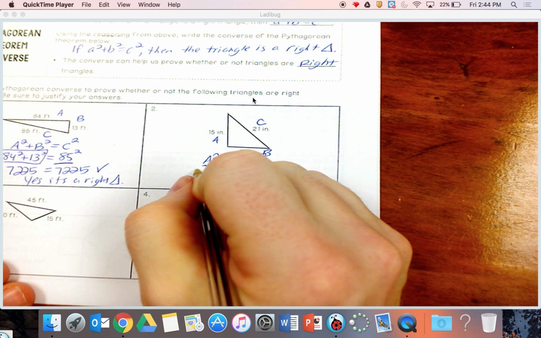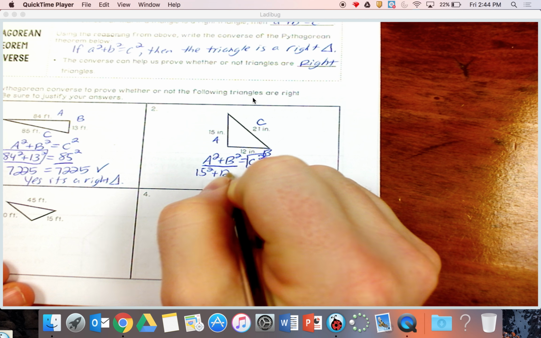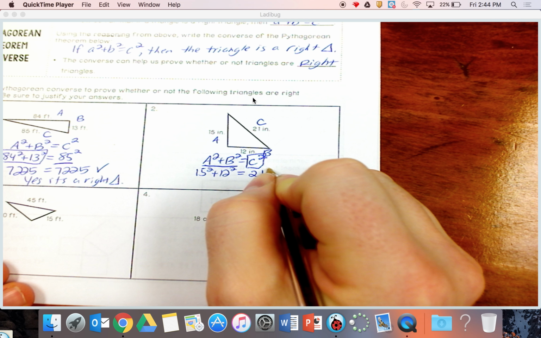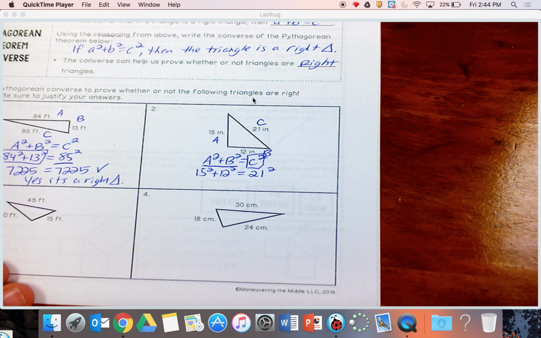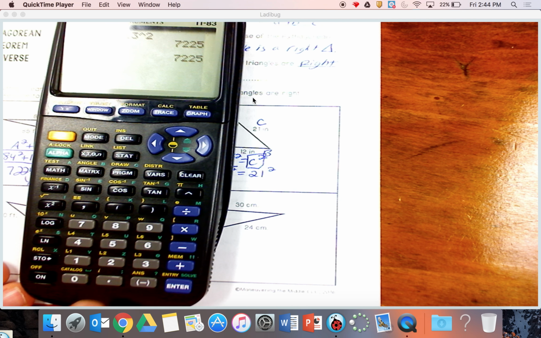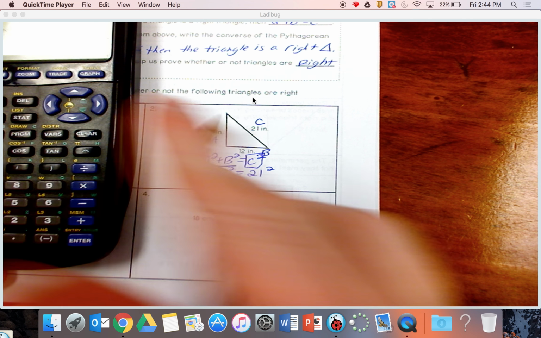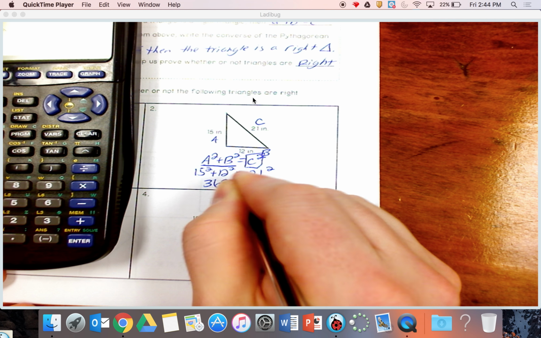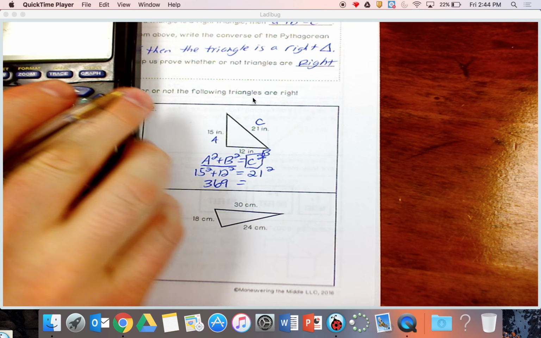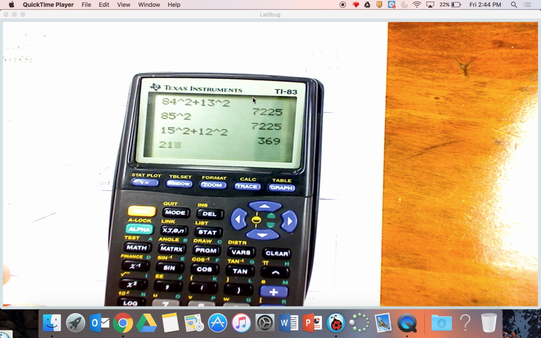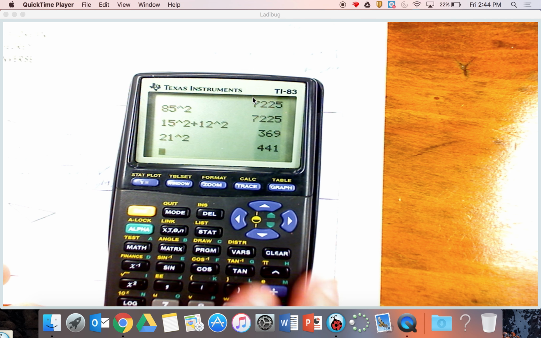So let's write down what we know. We know it's 15 squared and 12 squared. See if it equals 21 squared. All right? So if I put 15 squared plus 12 squared, so that's going to be 15 to the second power plus 12 to the second power, gives me 369. Let's see if 21 to the second power is the same thing. So 21 to the second power, oh, it's 441.